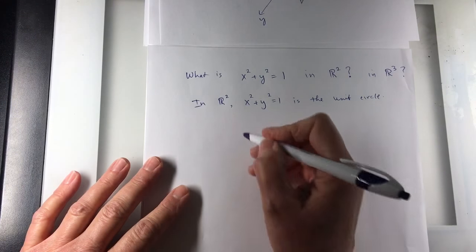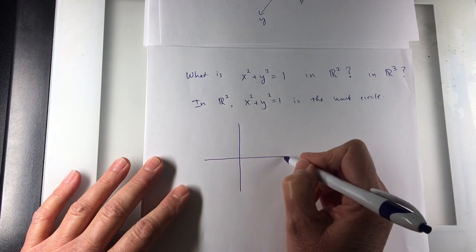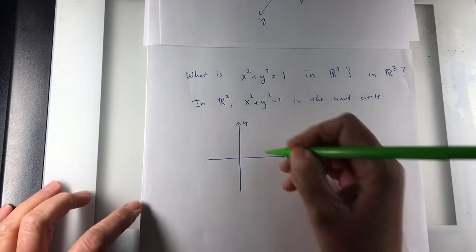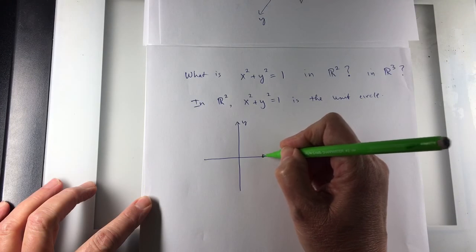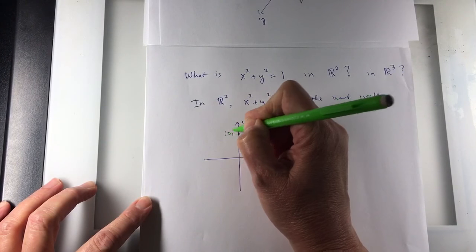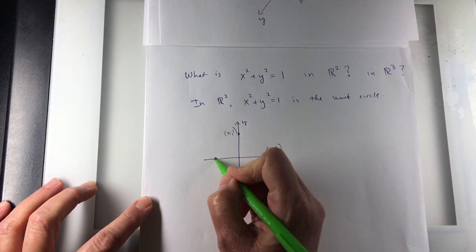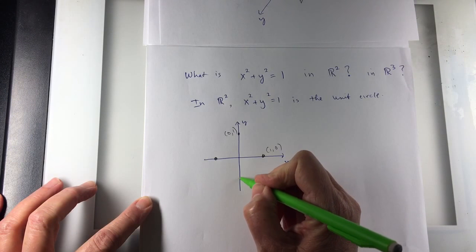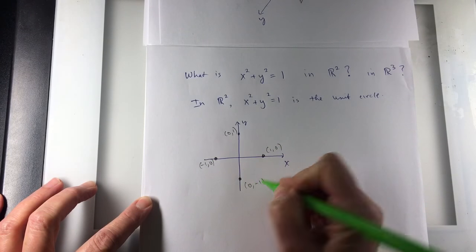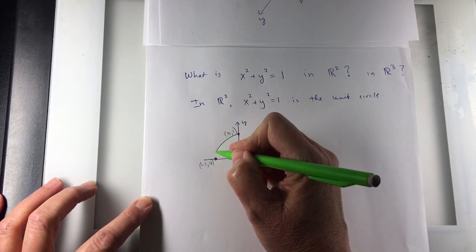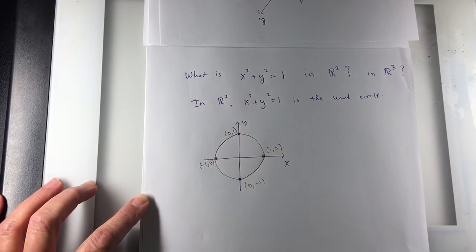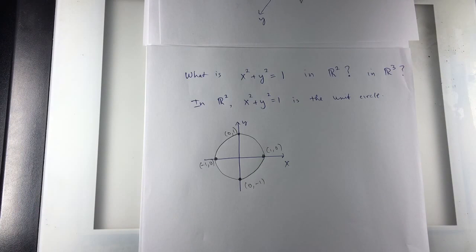And if I were going to graph that, I just have to put in the x and the y axis. And then 1, 0 is on that unit circle. 0, 1, negative 1, 0, and then 0, negative 1. Unit circle. Okay, what is it in R3?